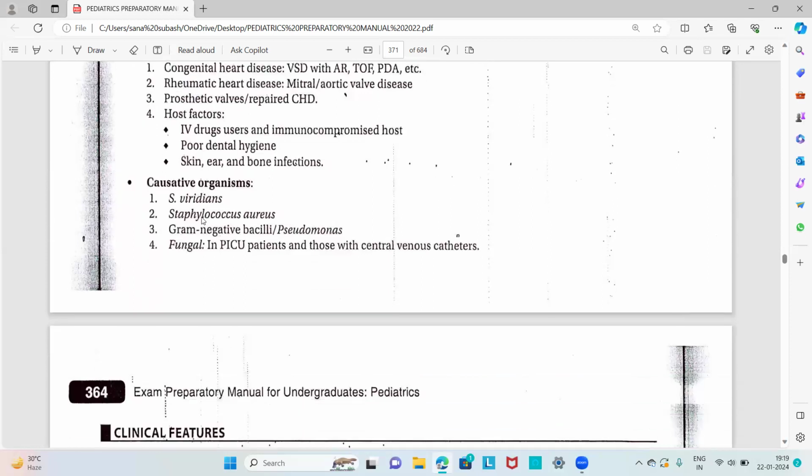Then usually the causative organisms are, most commonly, Streptococcus viridans, then Staphylococcus aureus, gram-negative bacilli or Pseudomonas. And then fungal, like in pediatric intensive care unit patients and those with central nervous system catheters, where the causative organism is fungal. That is Streptococcus viridans, Staphylococcus aureus, gram-negative bacilli or Pseudomonas, and fungi are the causative organisms for infective endocarditis.